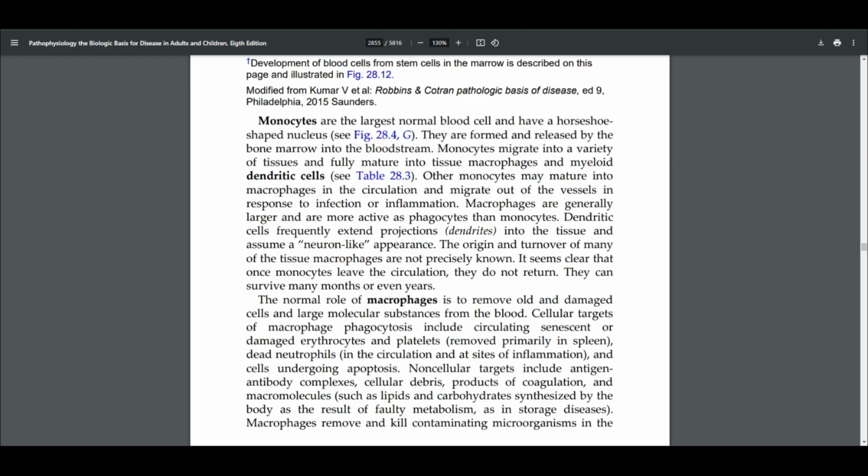Dendritic cells frequently extend projections into the tissue and assume a neuron-like appearance. The origin and turnover of many of the tissue macrophages are not precisely known. It seems clear that once monocytes leave the circulation, they do not return. They can survive many months or even years.